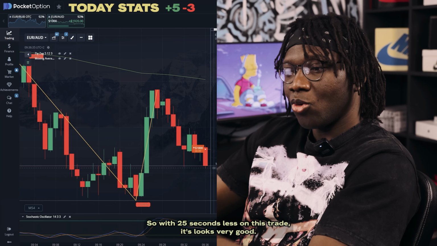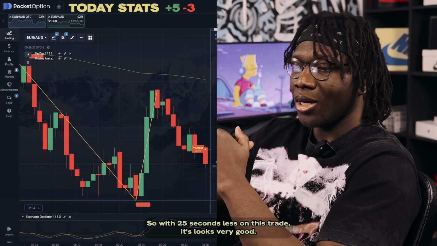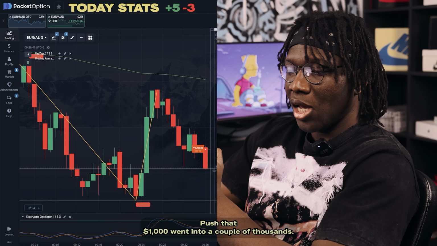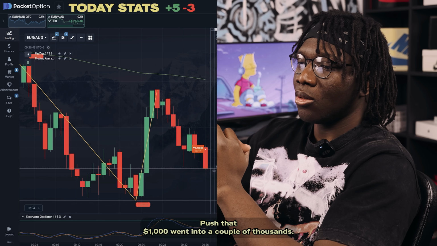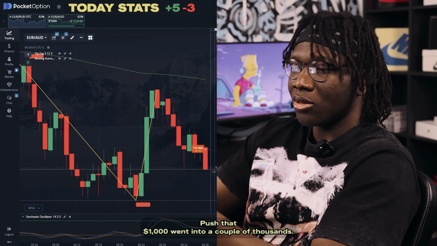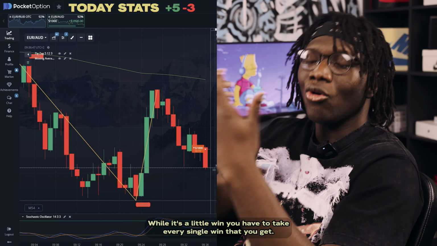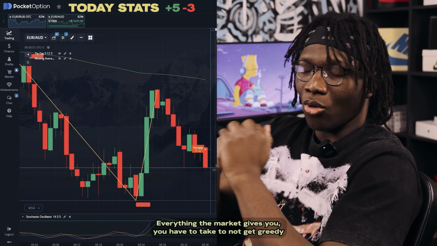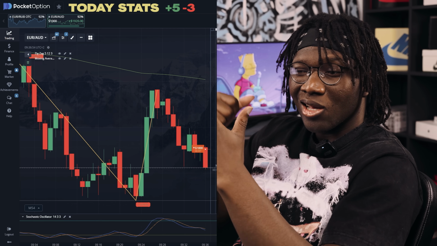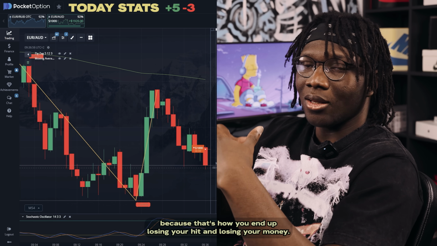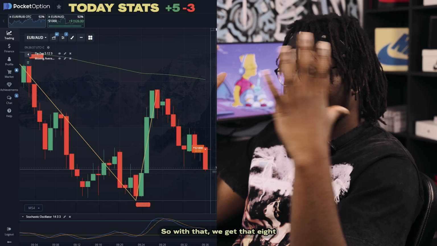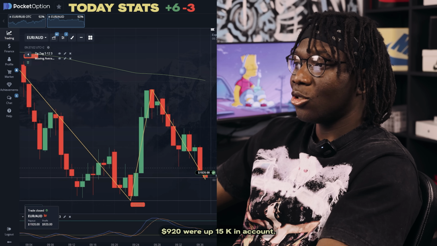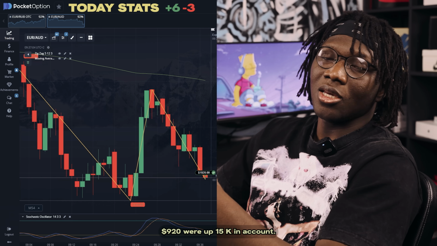So with 25 seconds left on this trade, it looks very good. So I think we're gonna take this as well, push that $1,000 win into a couple of thousands. While it's a little win, you have to take every single win that you get. Everything the market gives you, you have to take. Do not get greedy, because that's how you end up losing your head and losing your money. So with that, we get that $920. We're up 15K in the account.